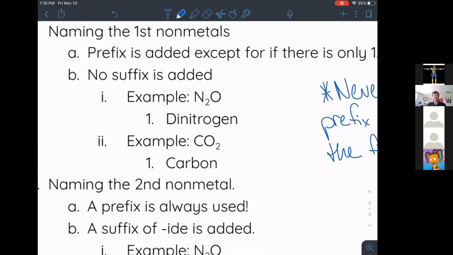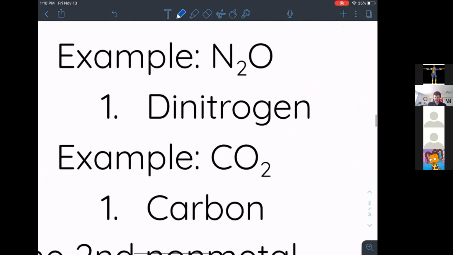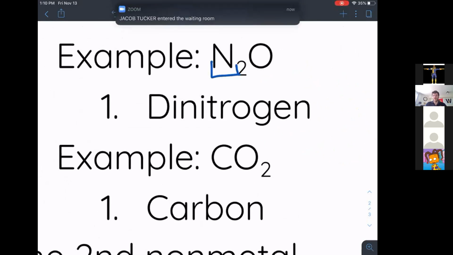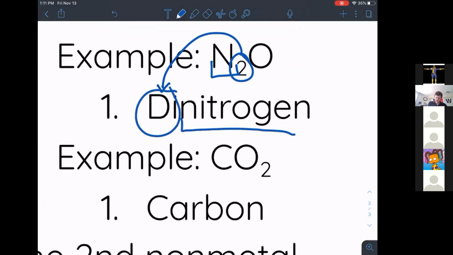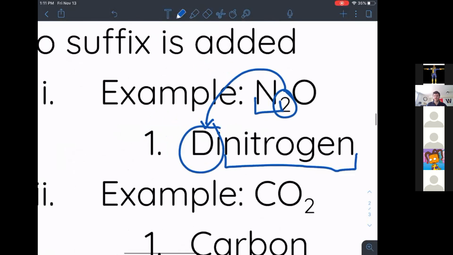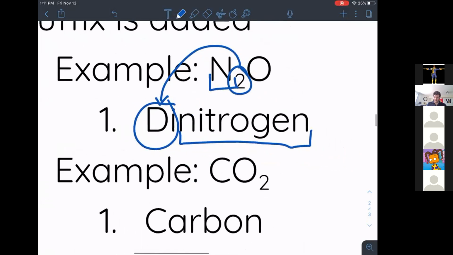So if we look at these two examples showing you that, in example one, we can see that this is nitrogen, and it's telling us there are two of them. The prefix for two is the di right here, and then we have the element name nitrogen after it. The other thing you should notice is there's no suffix added, or there's no change. So you're not getting rid of the ogen and adding ide here. You're not changing the ending. You're just writing the element's name and then putting a prefix in front.